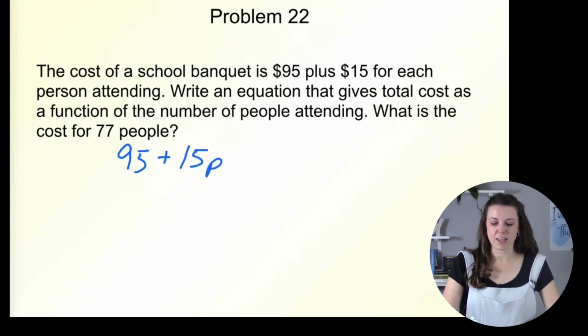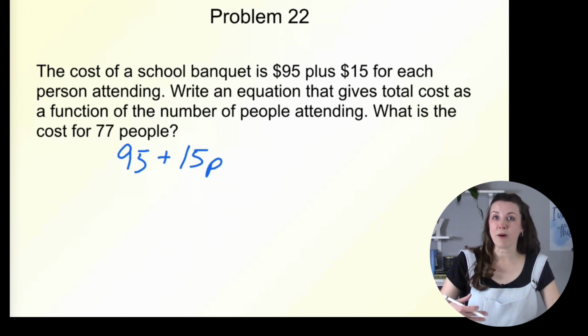So I'm going to put a little P there for person. And that's our equation, okay? That's going to tell us how much we owe. Now, it says, what is the cost for 77 people?